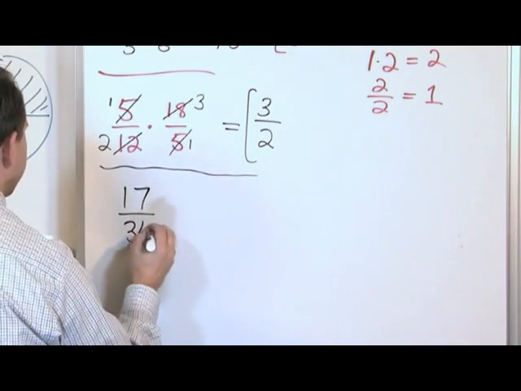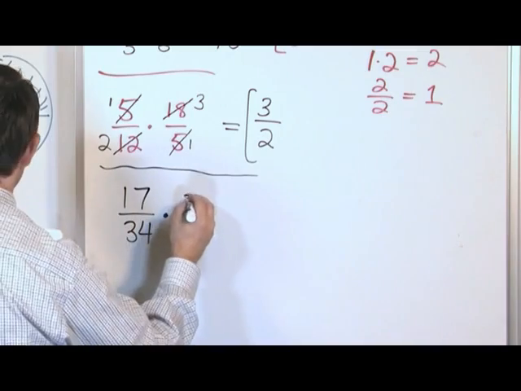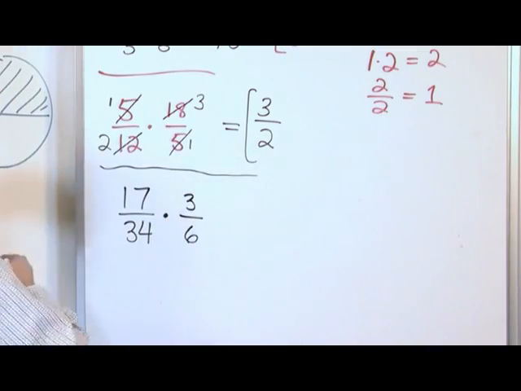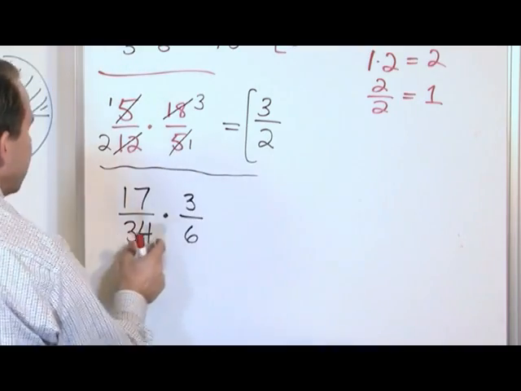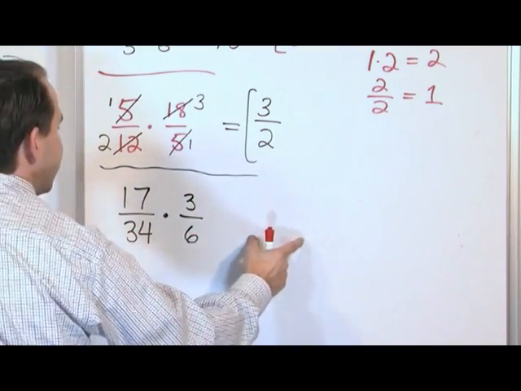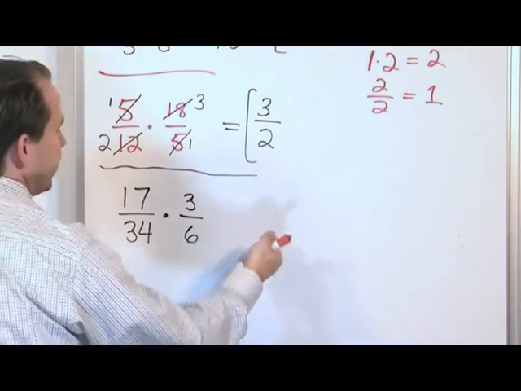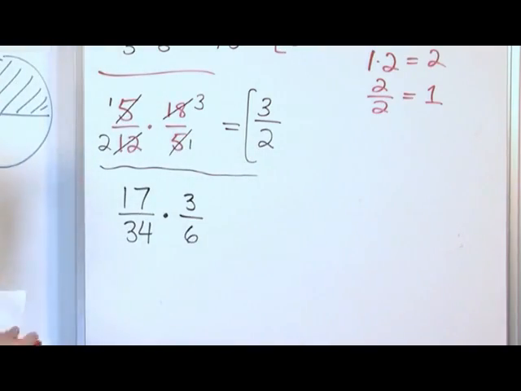What if I had 17/34 multiplied by 3/6? So again, I could take 17 times 3 and get a numerator. I could take 34 times 6 and get a denominator, but I'm going to have huge numbers, and then I'll have to simplify this huge fraction. Much easier to look and see if I can pre-simplify it.